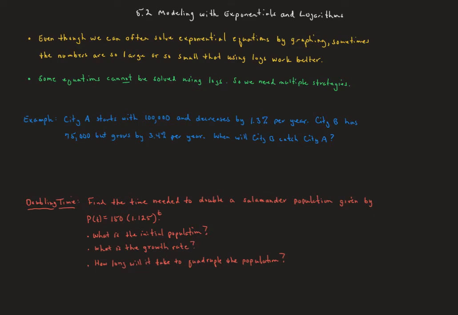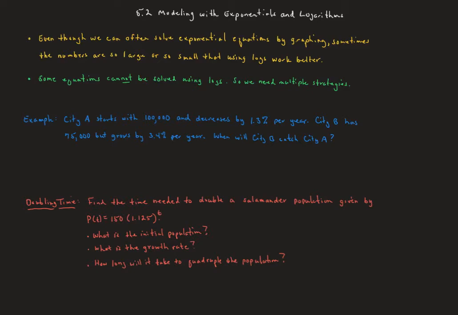We're going to talk here about 5.2 in our book, Modeling with Exponentials and Logarithms. Even though we can often solve exponential equations by graphing, like we've talked about, calling one side of the equal sign y1 and the other one y2 and then finding the point of intersection, sometimes the numbers are so large or so small that using logarithms works better, and it may be much more efficient and quicker. Some equations, on the other hand, cannot be solved using logarithms. So we need to understand both strategies and be able to use both and decide when one is more appropriate than the other.